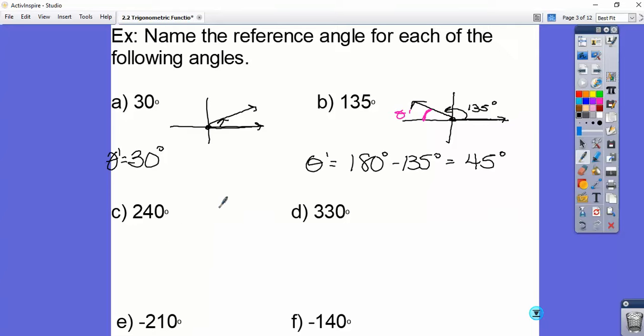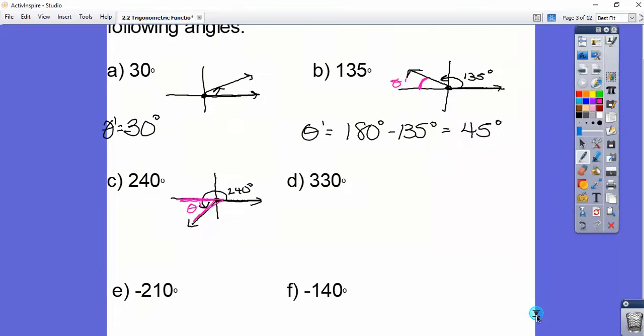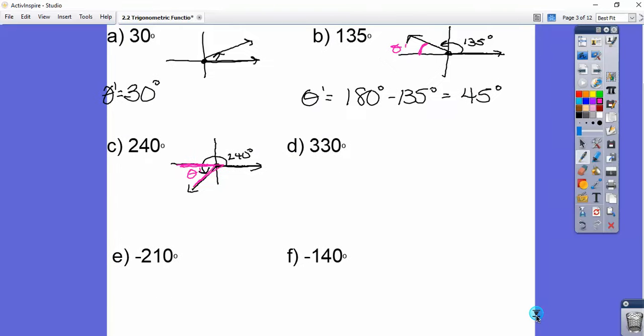If I said 240 degrees, what quadrant is that in? Quadrant 3, because it's between 180 and 270. Okay, that represents 240. My reference angle is the distance to the x-axis every time. So I am looking for this piece right here. How would I find that?